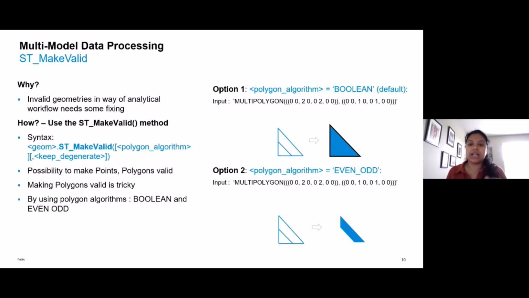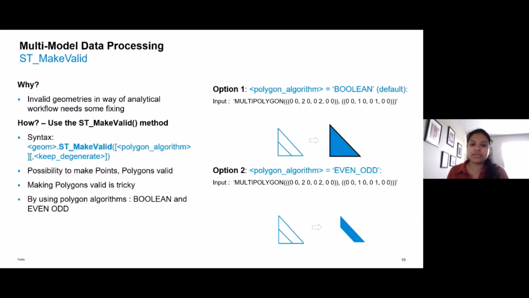But on the other hand, the even odd algorithm works by drawing a ray of line from a specific point to infinity in any direction. It counts the number of path segments from the given shape that the ray actually crosses. And if this number is odd, then the point is considered inside the polygon. And if it's even, then the point is considered outside.